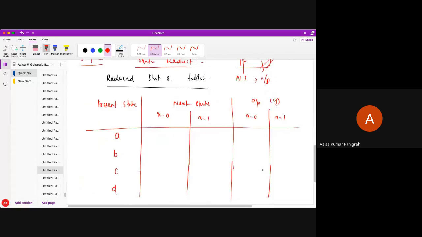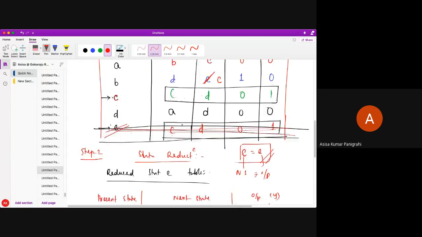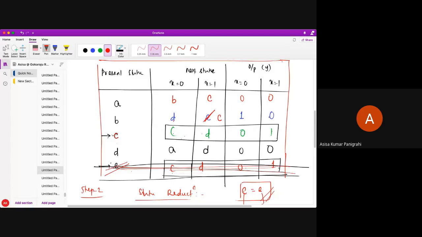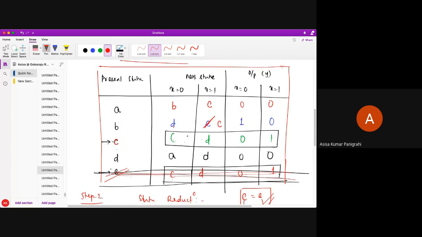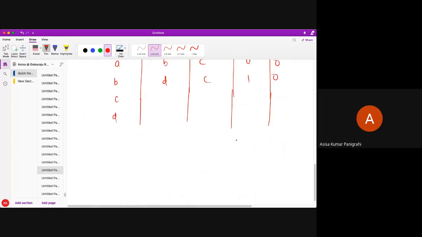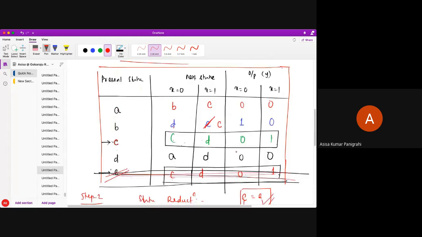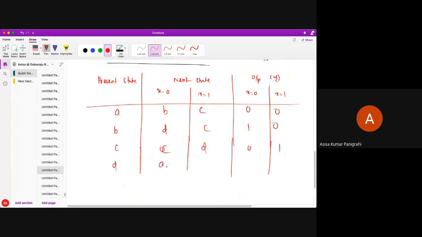Am I correct? So for that, I just have to copy, nothing else. A: B, C, 0 0. Next, B: D, C, 1 0. Next, C: C, D, 0 1, and D: A, D, 0 0. Are you understanding? So this is my state table.